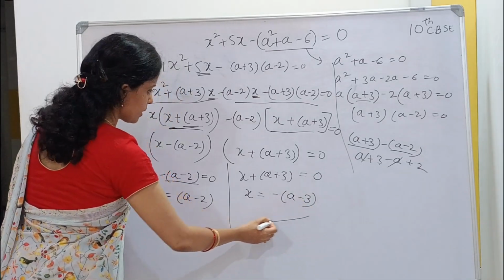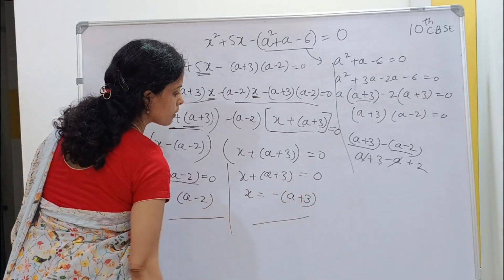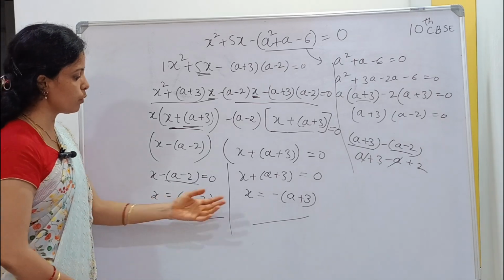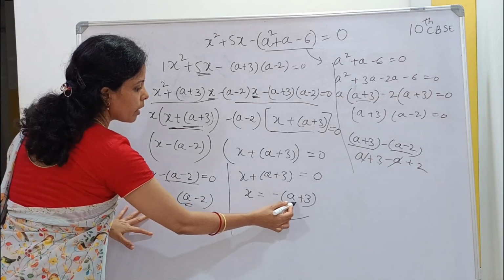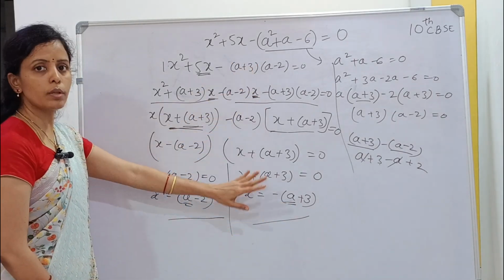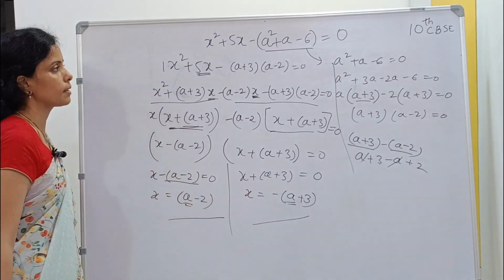So this is our final answer. Sorry, a plus 2 and minus a minus 3. So x is equal to a plus 2, and x is equal to minus a minus 3. We get the x value in terms of the variable a, because we don't know the value of a. So this is our final answer.